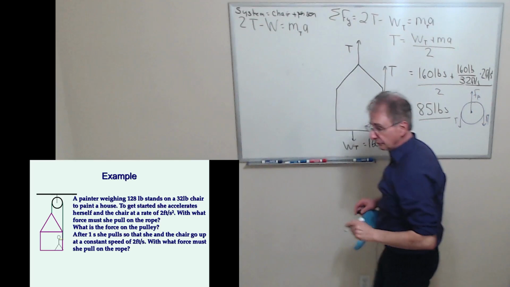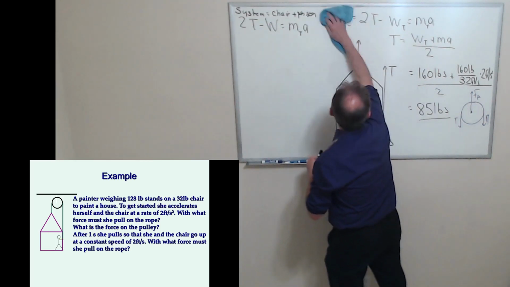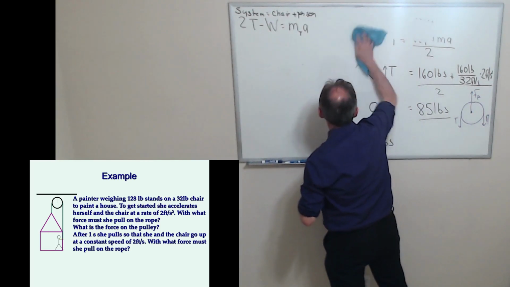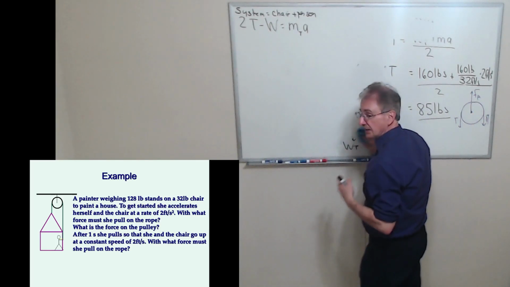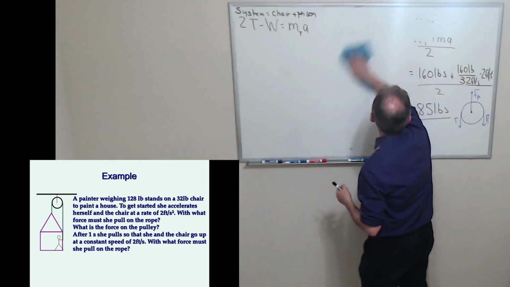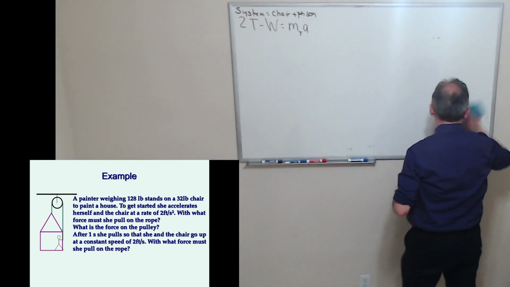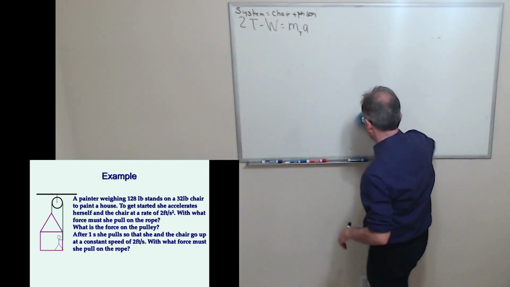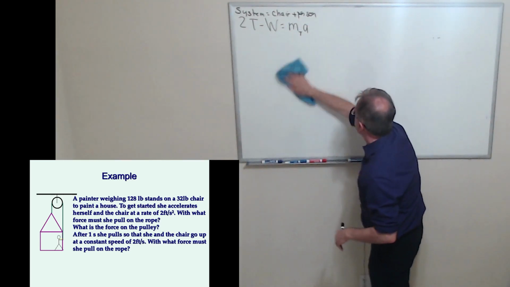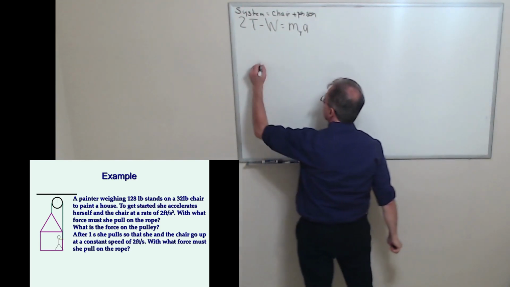Now I'm going to do it differently. I'm going to define my system as the person. In fact, I'm going to have two systems. One is the person and one is the chair. So, here's the chair.